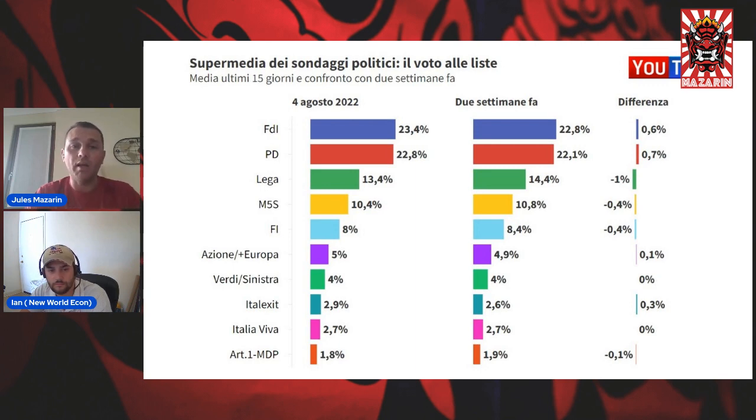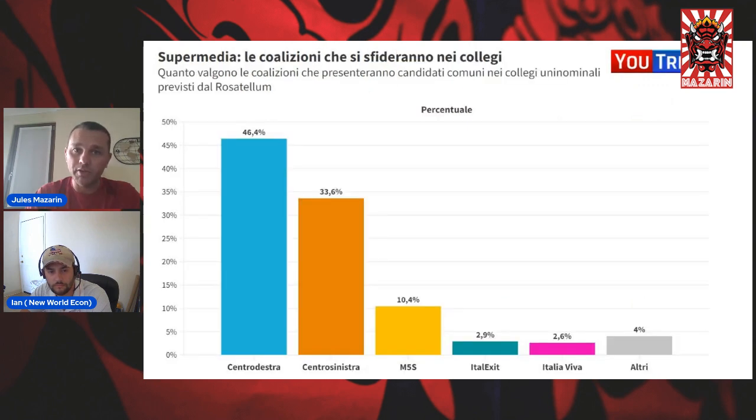If you look at the last polls, this is the coalition, so you can understand. Center right is about 46.4%. Center left is 33.6%. Five Star Movement 10.4%, and the others are less than 3. You have to remember that the barrier to enter is about 3% for single parties. So what does it mean? That in the next parliament we will probably have 3-4 groups maximum.